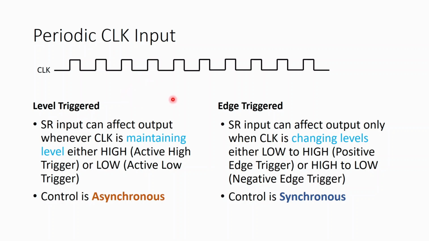In this situation, the control becomes synchronous because the output is changing at the instant of the change in the control input also. At a particular instant the output is changing, and that particular instant is very much known to us. That is the instant of the edge trigger, either positive or negative. So this is how we can actually make the circuit behave in a synchronous manner, and when we do that, we get flip-flops.